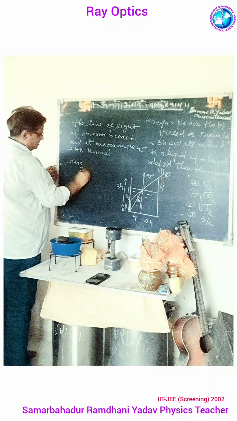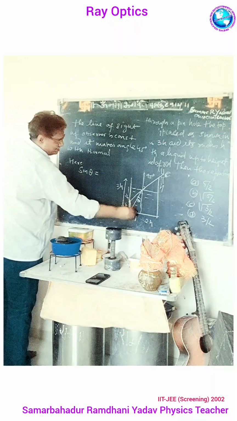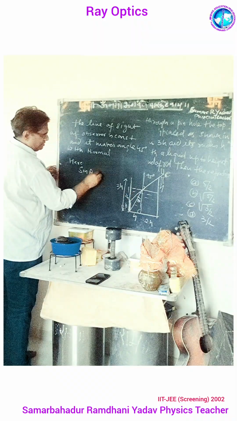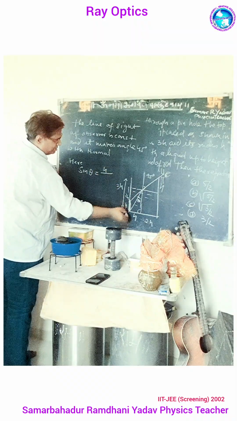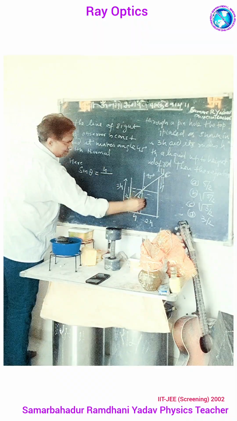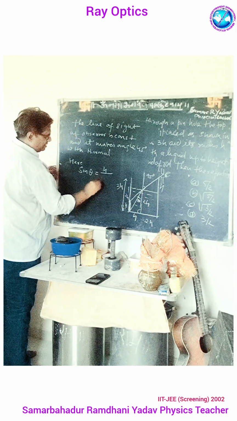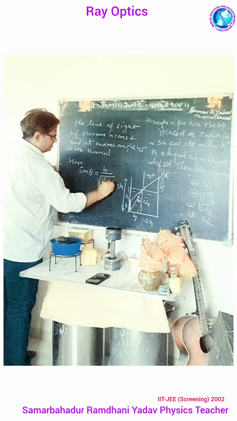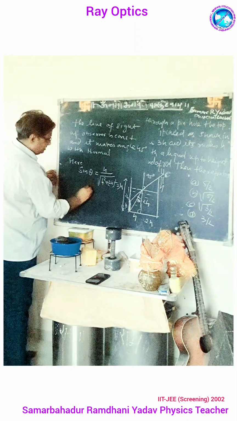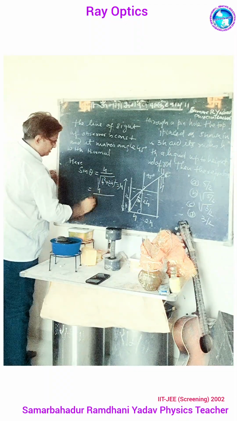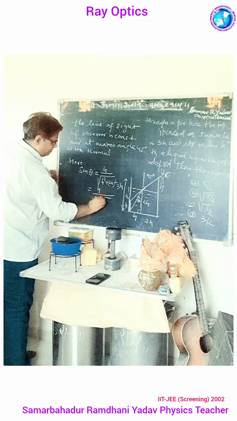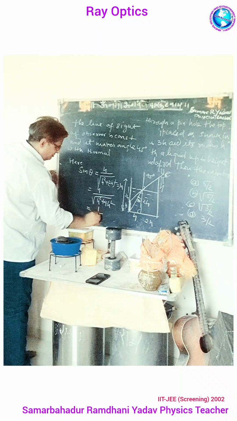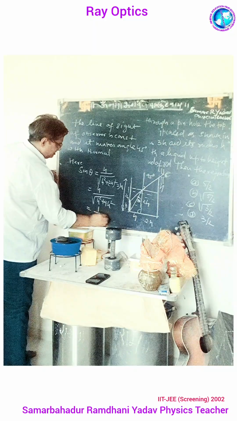sine theta is equal to opposite upon hypotenuse, so you can get h upon the hypotenuse. The hypotenuse is the sum of this h and this 2h, so you can write under root of h square plus 2h whole square, which is equal to h upon under root h square plus 4h square, which is equal to 1 upon under root 5. This is equation number 1.